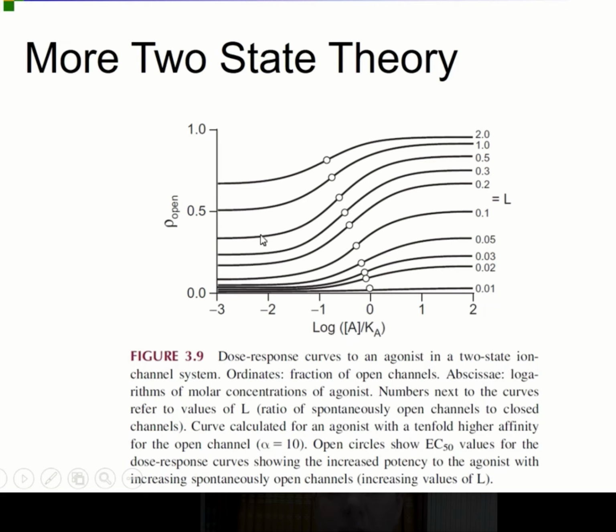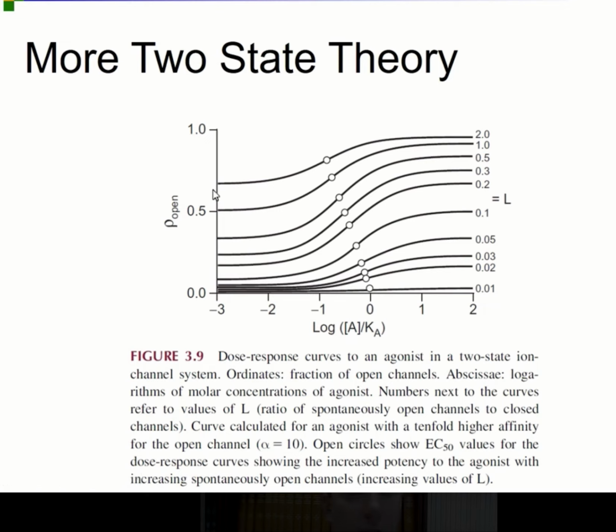And each line represents a different value of L. And L is how likely a receptor is to be spontaneously open. And so a high value of L represents a receptor that likes to open all on its own. There's two important things to notice from this graph. The first is obvious. The higher the value of L, the higher we start on the y-axis.